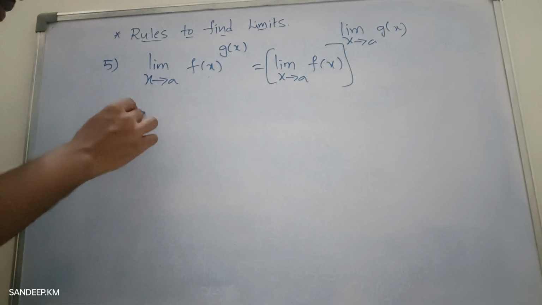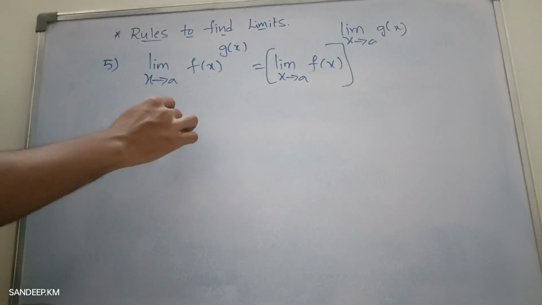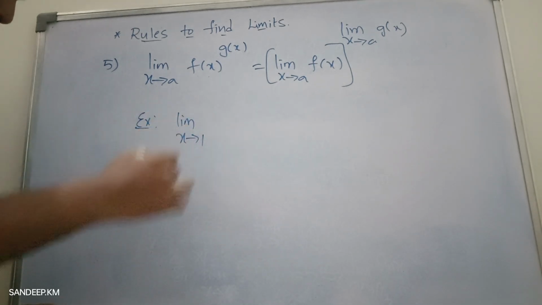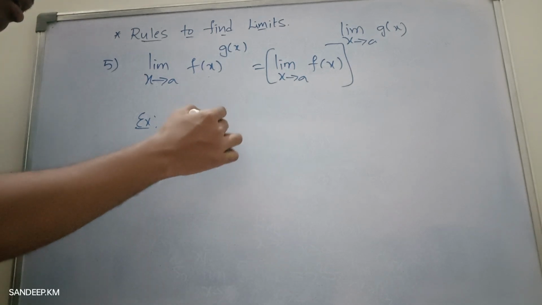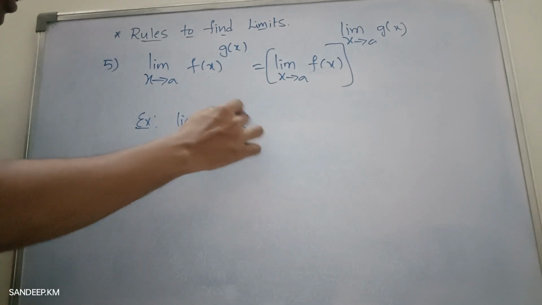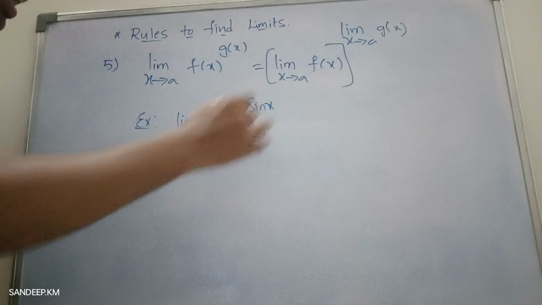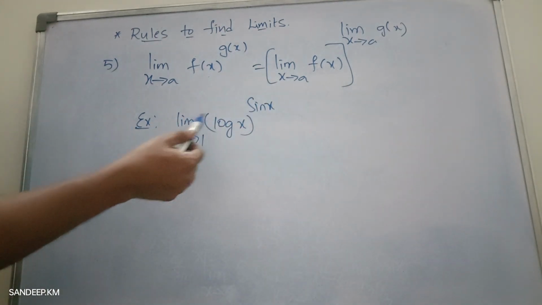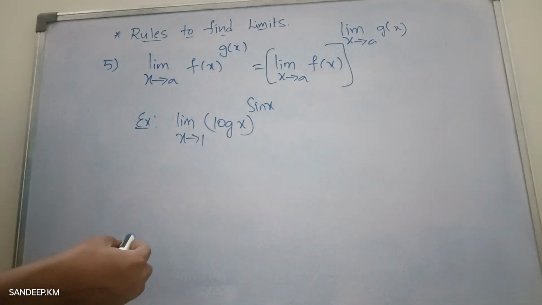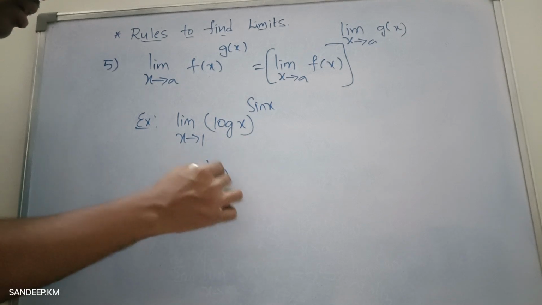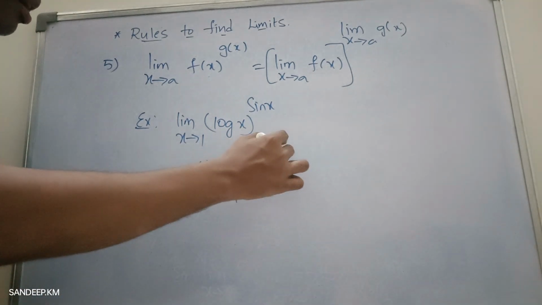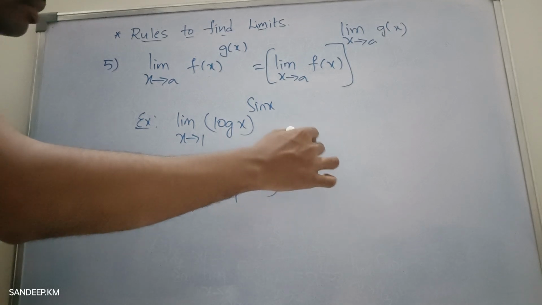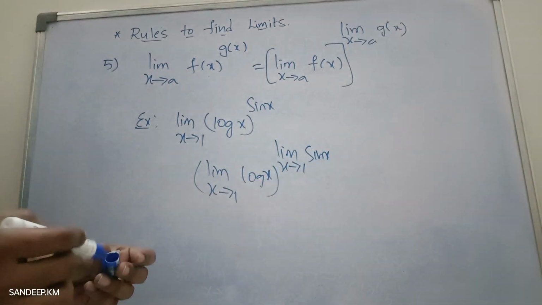For example, limit x approaches 1, log x whole power sin x. If that is the case, then you can give limits to the base and at the same time power. Okay now, so we can write it as what? Limit x approaches 1 log x whole power limit x approaches 1 sin x. And then you can calculate its further value.